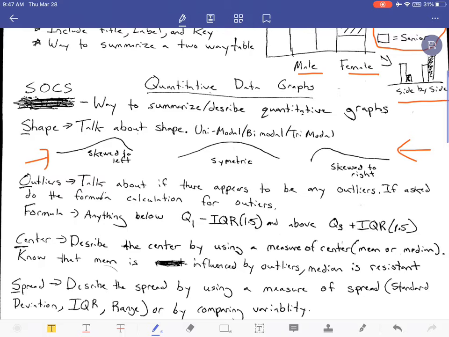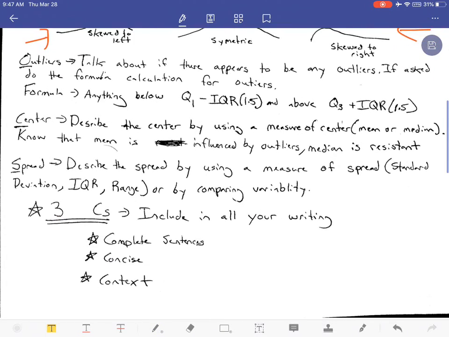All right, so we just dealt with the SO of SOCS. Now we're going to go on to the C, which deals with center. So if we're dealing with center, that describes essentially the central part of the graph. But when we're using this, we want to use 2 different forms of measurement, the mean or the median. Now remember, the mean is influenced by outliers because we add up all those data points and divide by the number of data points. So if we have a really high outlier, then that's going to drag our mean higher, and it's going to influence our central point of measurement.